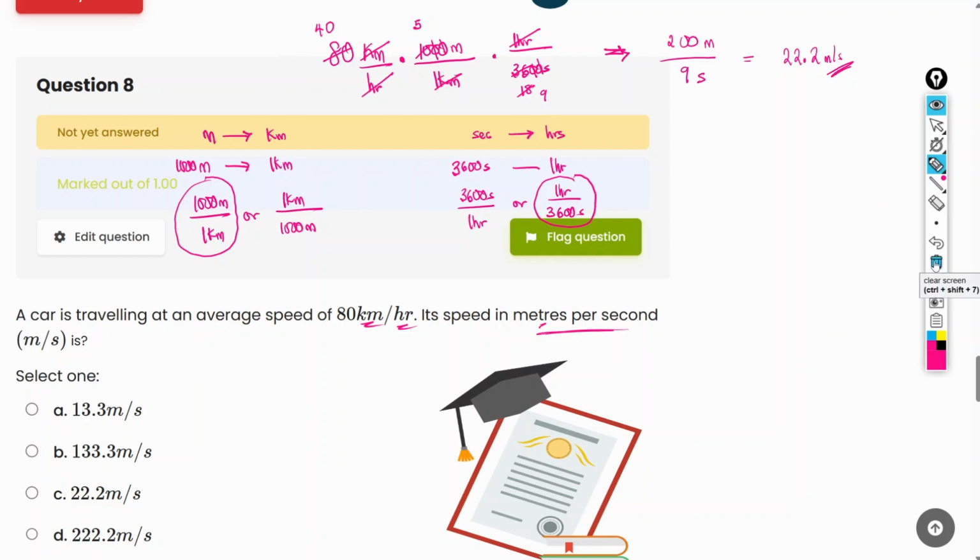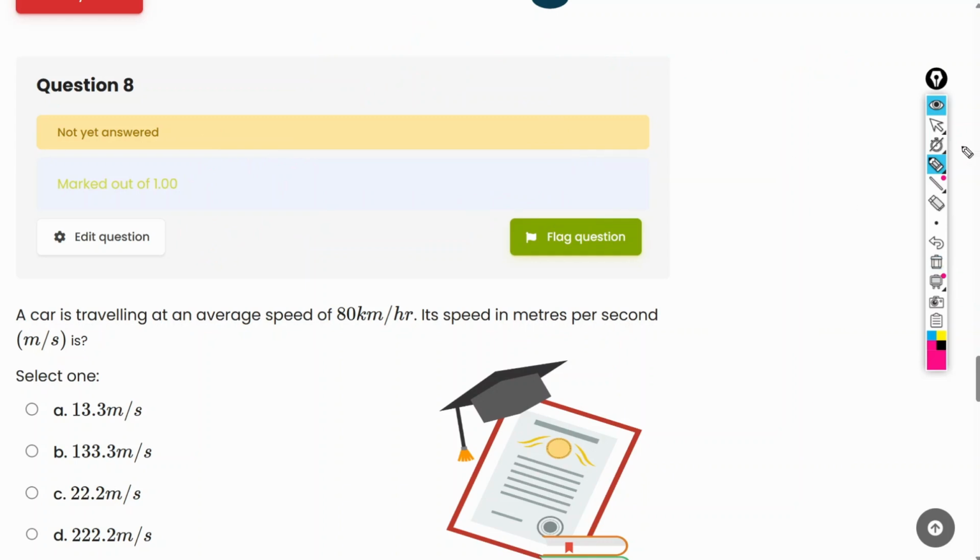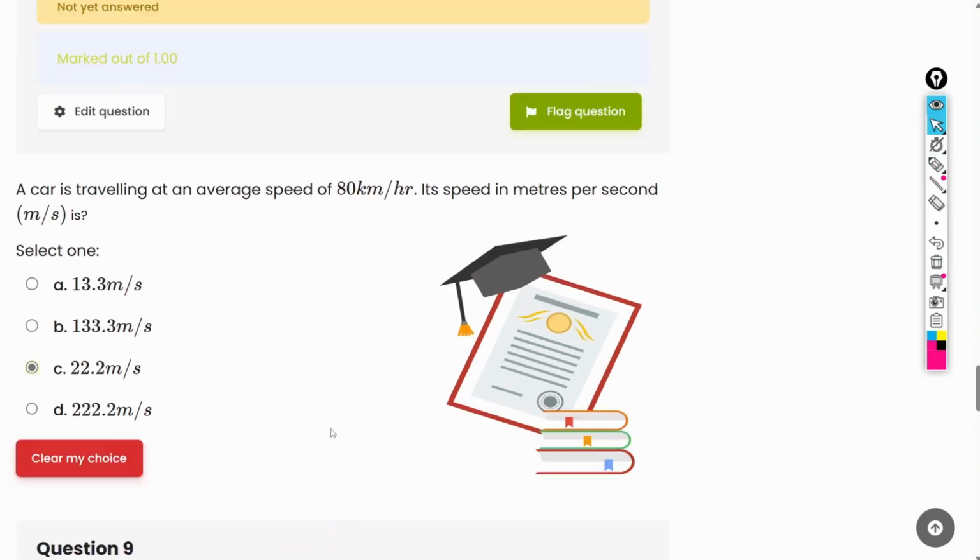More importantly, there's no confusion of, should I be dividing by 1,000 or multiplying by 3,600 and all of that. So if you don't have a good method for converting units, then you should probably practice this. I'm sure we have a few more questions on this here. So the correct option for this is option C.